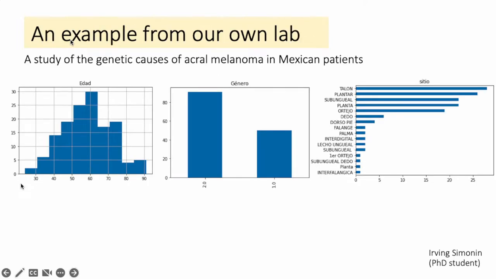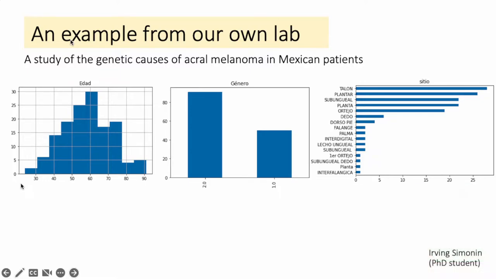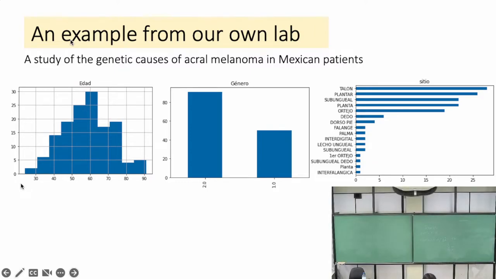Okay. Now, I wanted to show you how this looks in an example from our own lab. This is data from a student, Irving Simoni, who's a PhD student in our group. He's doing a study about the genetic causes of a rare type of cancer called acral lentiginous melanoma in Mexican patients. This is the most common type of melanoma in Mexico, in Peru, and in other countries in Latin America, and in Asia and Africa, but it's understudied because it represents a very small proportion of cases in countries like the UK and the US, where traditionally these studies take place. So it's understudied, but it is the most common type in certain developing countries.